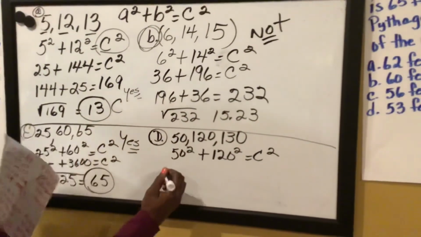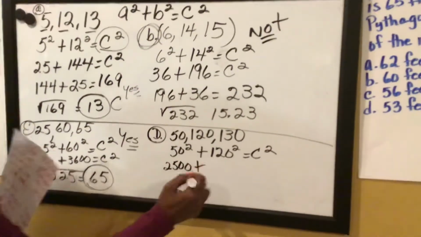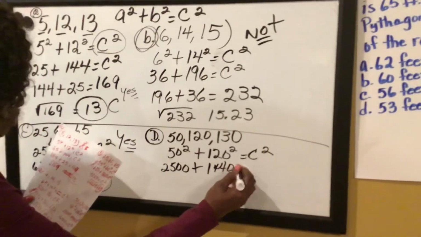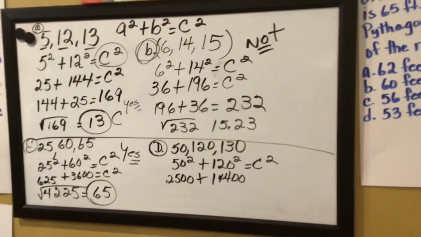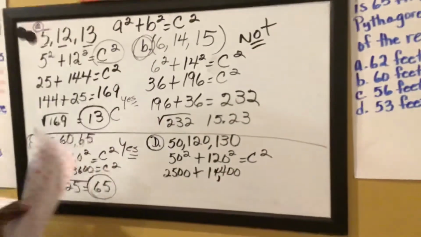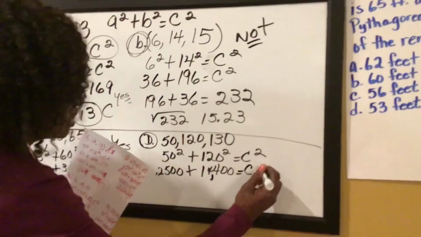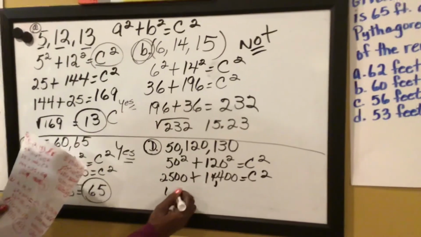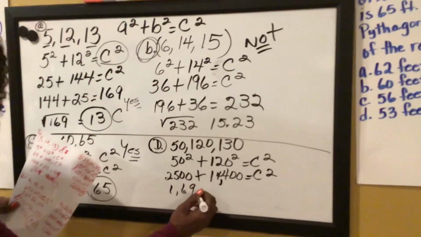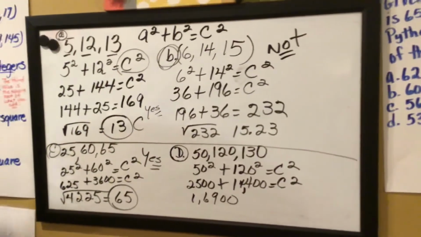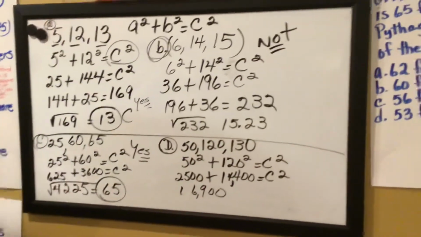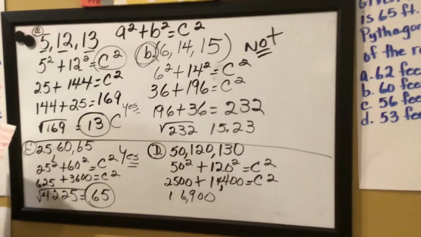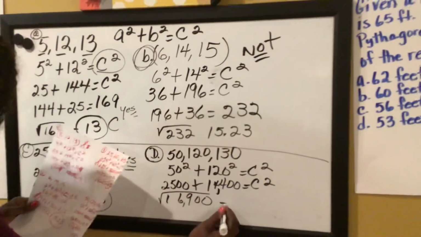So 50 squared is 2,500. 120 squared is 14,400. Awesome. Is equal to C squared. Then we're going to add these two together. That's going to be 16,900. Make sure you're putting your comma in the right place, because when you enter it in the calculator, it has to be correct. And the square root of that is 130.